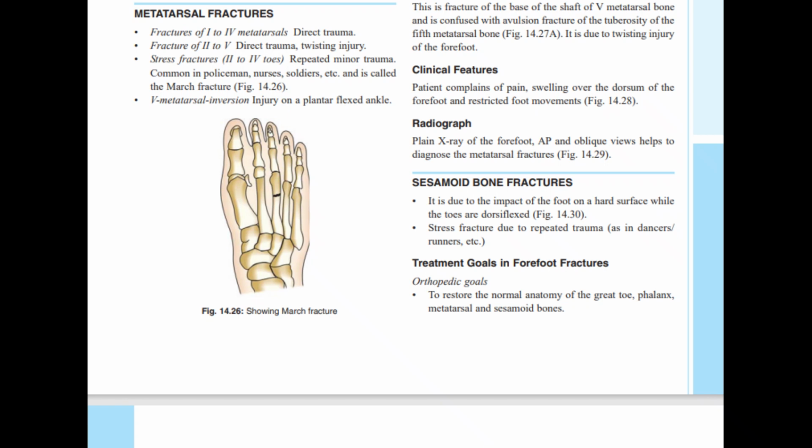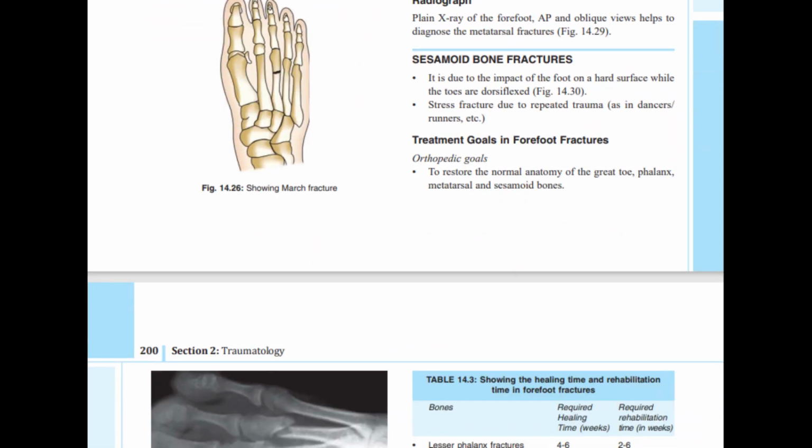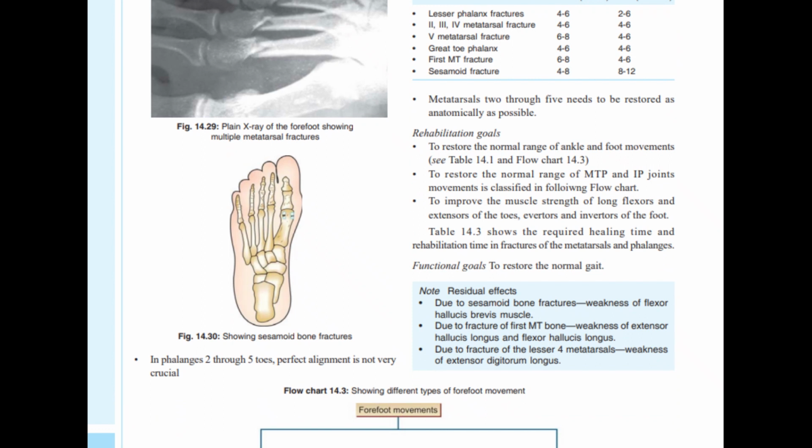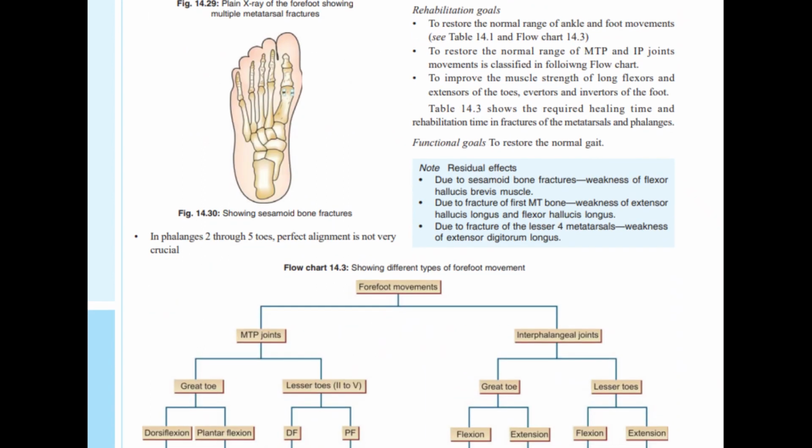Sesamoid bone fractures. It is due to the impact of the foot on a hard surface while the toes are dorsiflexed. Stress fracture is due to repeated trauma as in dancers, runners, etc. Treatment goals in forefoot fractures. Orthopedic goals: to restore the normal anatomy of the great toe, phalanx, metatarsal and sesamoid bones. Plain X-ray of the forefoot showing multiple metatarsal fractures and sesamoid bone fractures.